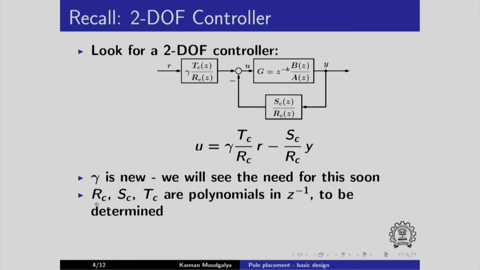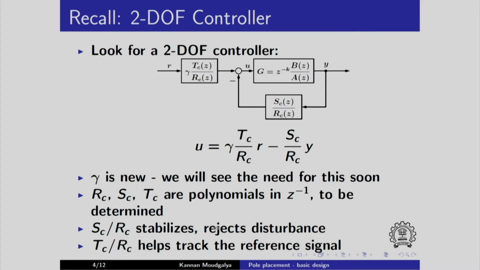And of course, as before, we need to determine RC, SC, and TC. These are the polynomials that appear in the controller equation. As before, SC by RC stabilizes this loop, and it also rejects the disturbance that might appear in the plant output y. And TC by RC helps track the reference signal so that this y could follow this R.